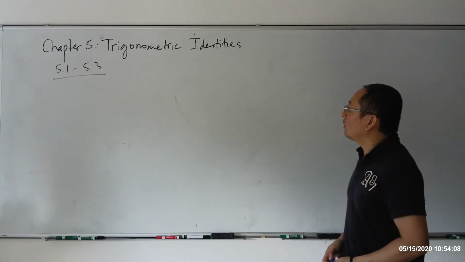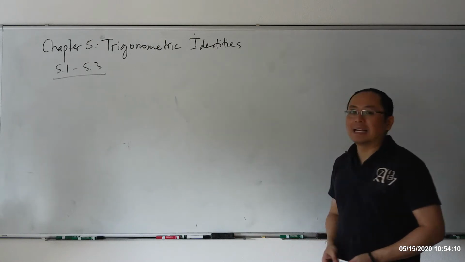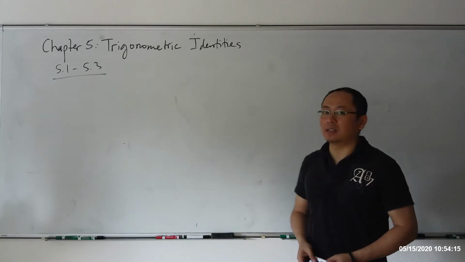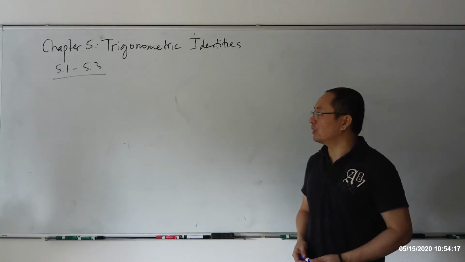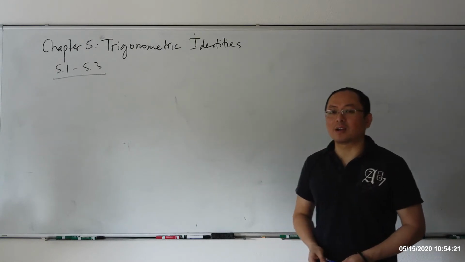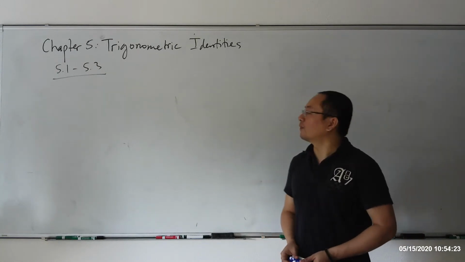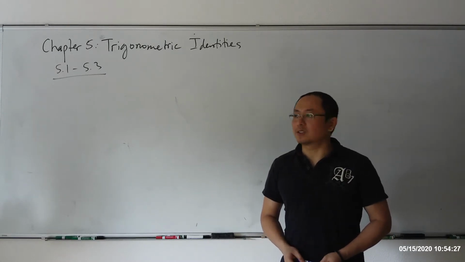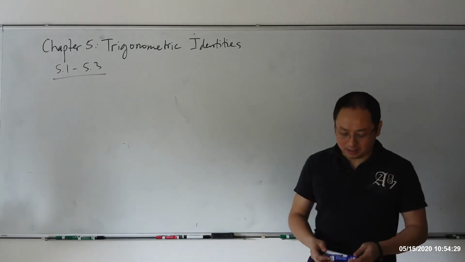Basically, chapter 5 is all about trig identities. In my opinion, this is the most important chapter to help you prepare for your calculus classes, because you are going to use quite a number of trig identities in calculus. So it's good if you prepare ahead of time.